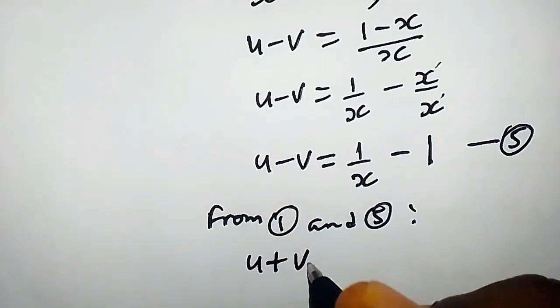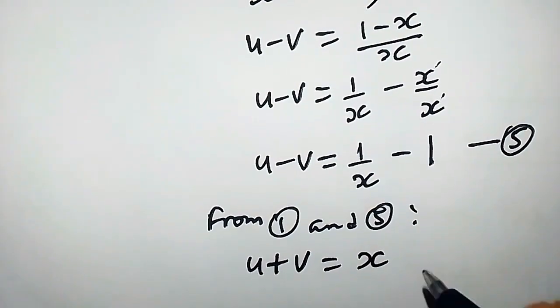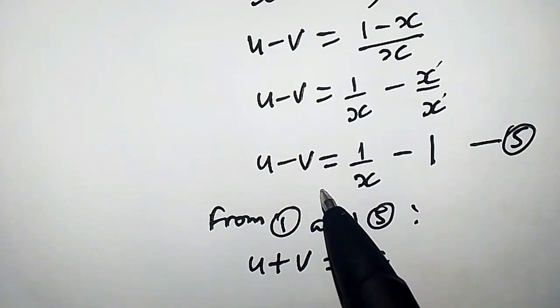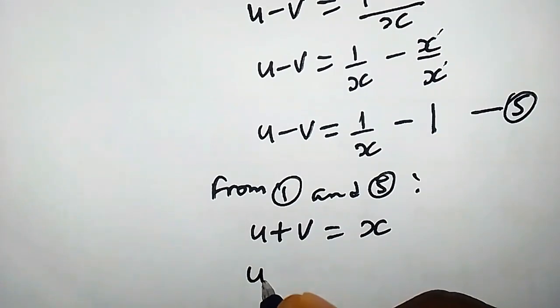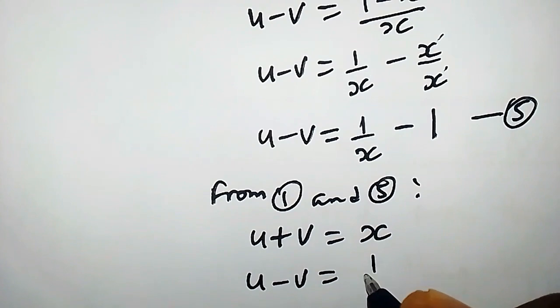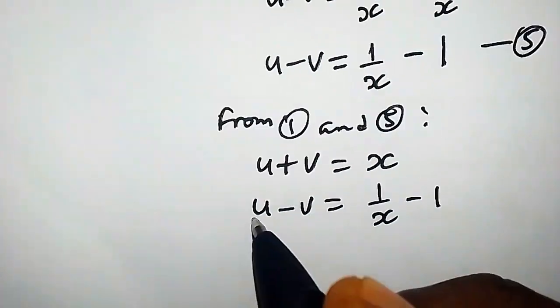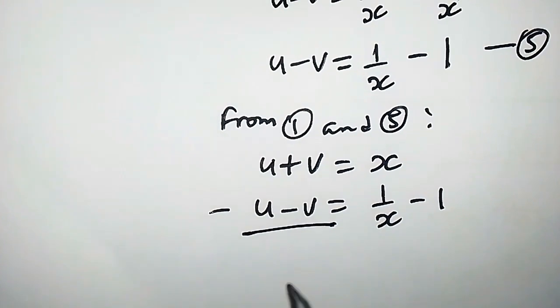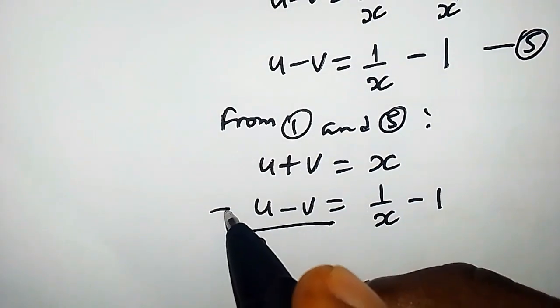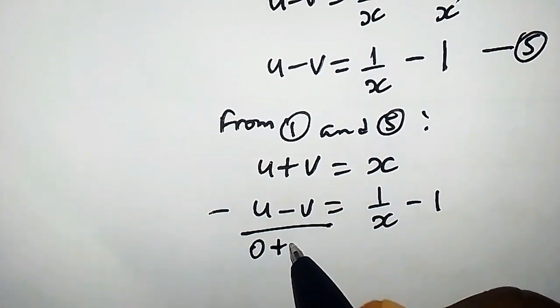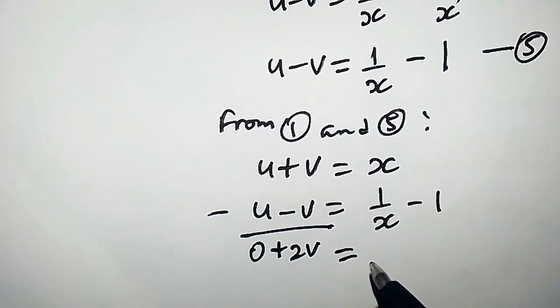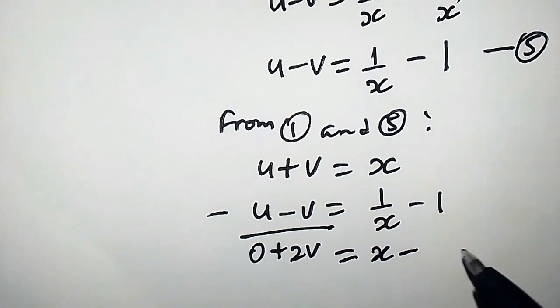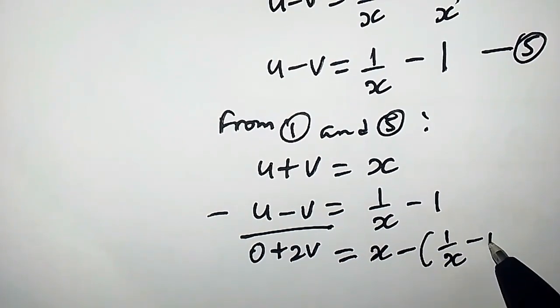u plus v equals x. This is equation 1. And equation 5, that is exactly what we have here: u minus v equals 1 over x minus 1. So let's subtract these two equations. u minus u, that is 0. v minus minus v, that is plus 2v equals x minus this whole guy, 1 over x minus 1.